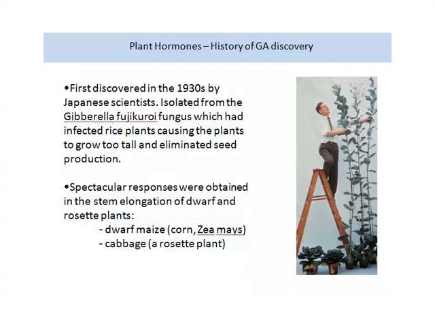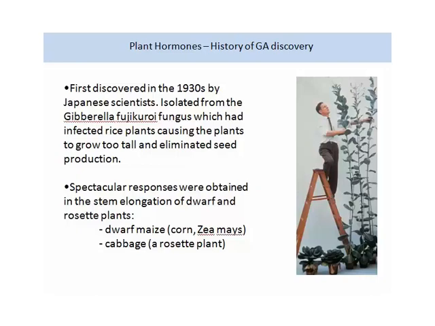Gibberellic acid was first discovered in the 1930s by Japanese scientists. It was isolated from a fungus, which it was then named after. This fungus had infected rice plants, causing the plants to grow too tall and eliminated seed production.